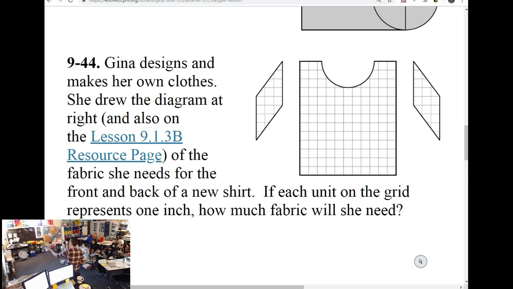So if this is the template for a shirt, and this would be one side of it, right? And then the back would be, you know, another. What is the area of fabric we're going to need to make that we see? So take a moment, talk with your team. I don't really care that much if you actually calculate it, but I want you to analyze how we could calculate it.